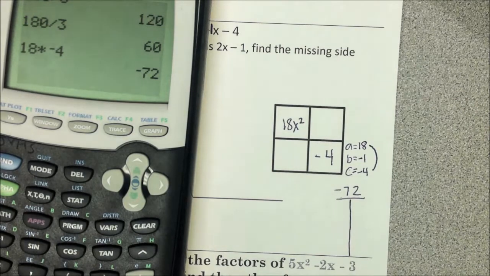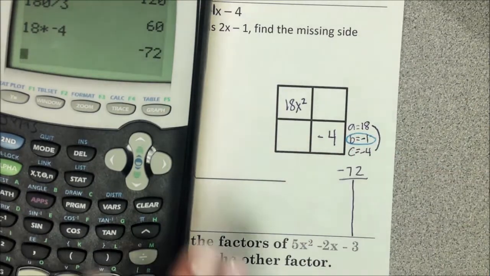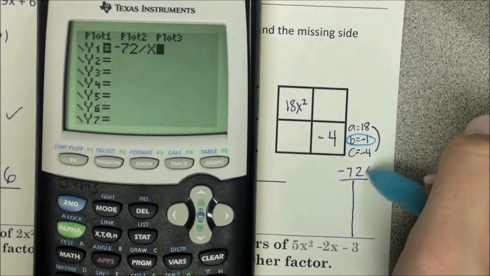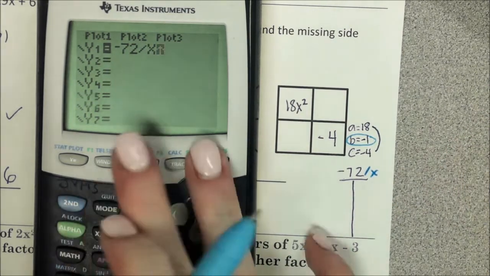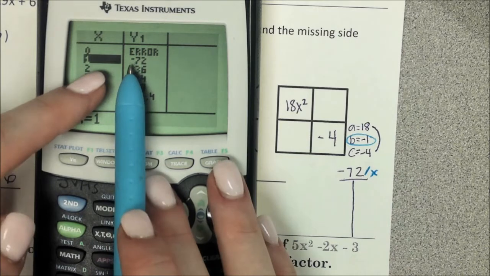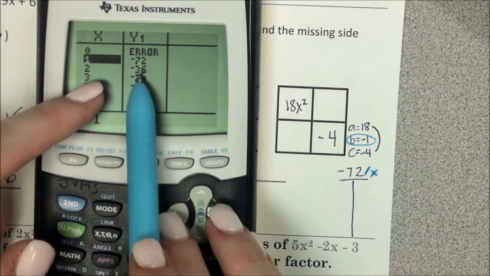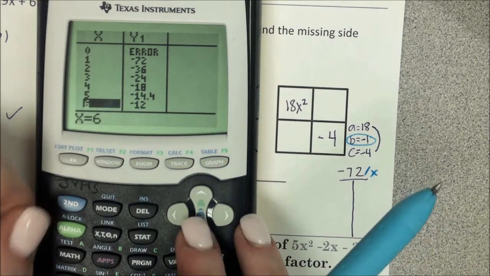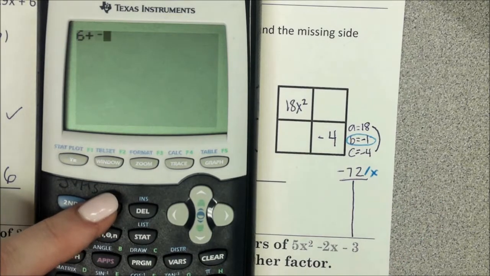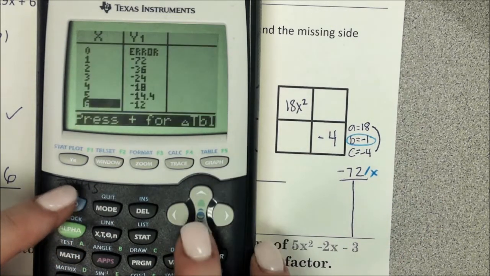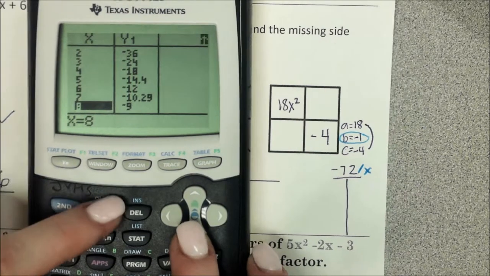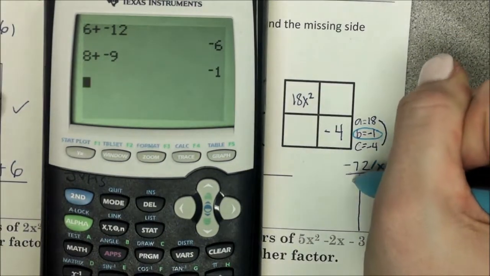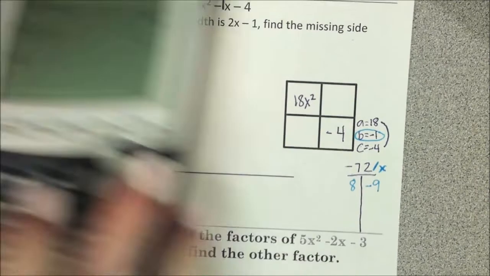So I'm going to go find the factors of 72, and I'm trying to find the ones that add to a negative 1. So I'm going to go to the calculator and do negative 72 divided by x, our magic number divided by x, and go look at those. So if I added 1 and negative 72, I would not get a negative 1. 2 and negative 36 is not a negative 1. But as I get close, even if I look at 6 and negative 12, so 6 plus negative 12 does not equal that negative 1. Skipping ahead, 8 and negative 9. 8 plus negative 9 does give us that negative 1, which means that the factors we're using are 8 and negative 9.